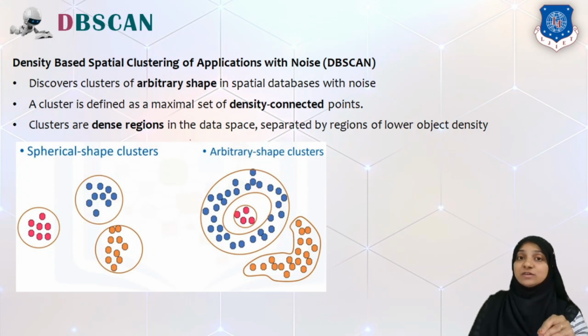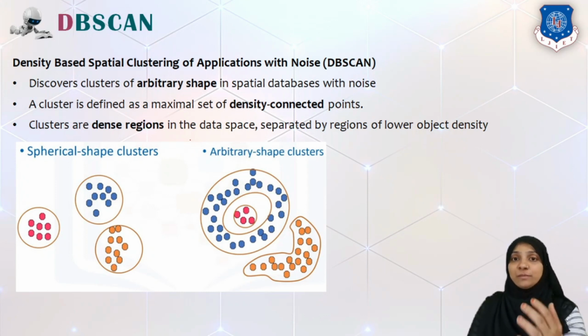Now, if your cluster shape is non-spherical or an arbitrary shape, in that case a best suited algorithm is DBSCAN. The full form of DBSCAN is density-based spatial clustering of applications with noise. So from the title itself, you might say that it has the quality of separating out noise. That means it is not sensitive to outliers. Here we can separate out outliers.